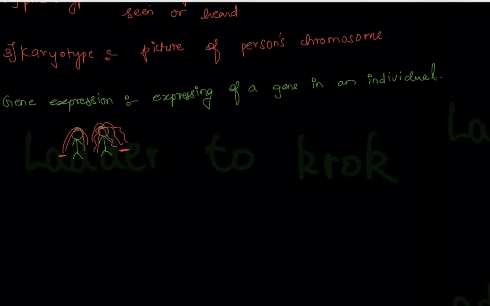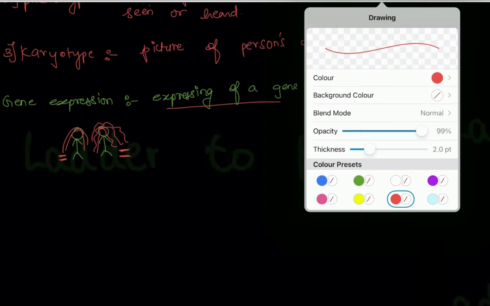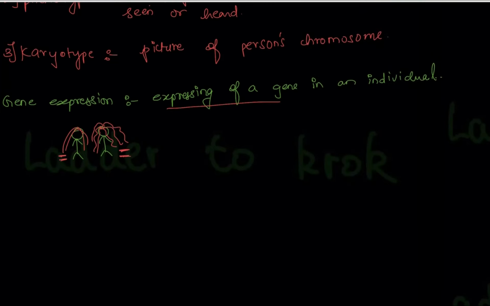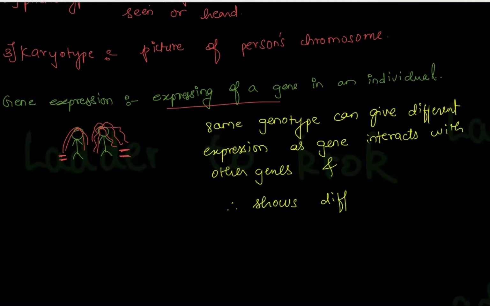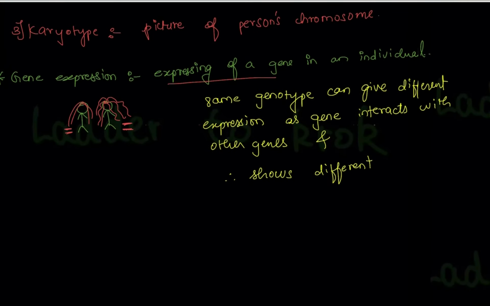The gene coded in them: one got straight hair, one got curly hair. This expressing of a gene is called gene expression. Now the reason why they got different types of hair even though their parents were the same, write down the reason: the same genotype can give different expression as a gene interacts with other genes and therefore shows different expression. So one gene has an effect on another gene. This difference of effect of a gene on another gene causes different gene expressions in an individual, even though they have the same genotype.